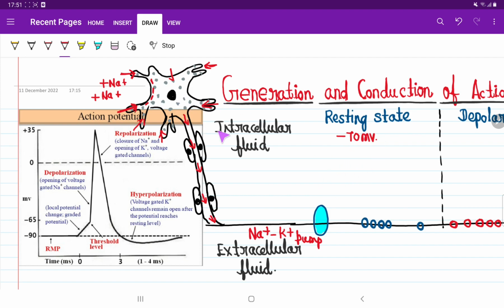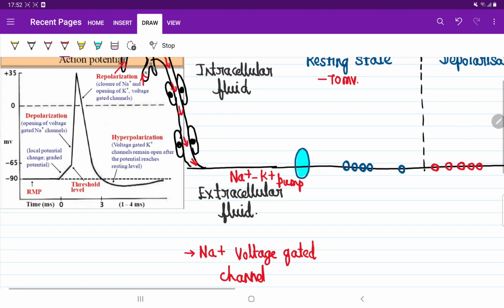I'm making the same thing in a different way. I have one neuron, and this is the intracellular fluid, the cytoplasm of the neuron, and this is the extracellular fluid outside, and this is the plasma membrane of the neuron. It is observed that in a neuron at the resting state, the internal charge is negative and outside it is positively charged. The question is how this inside negative charge and outside positive charge is maintained. It's interesting to know.